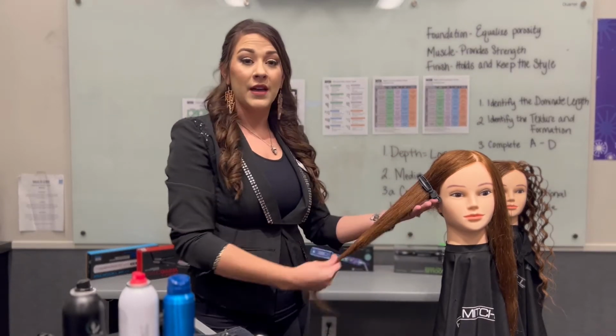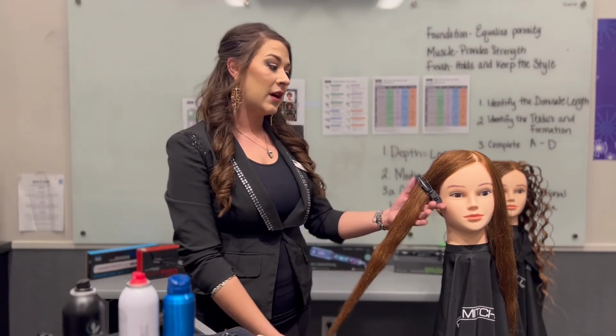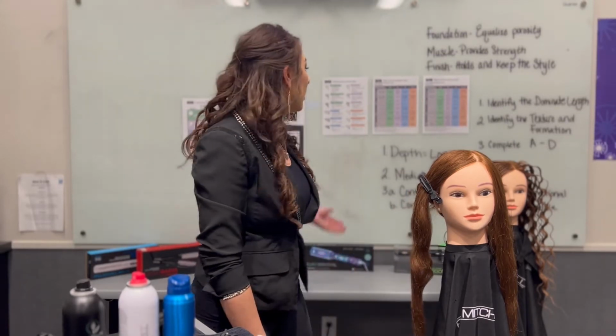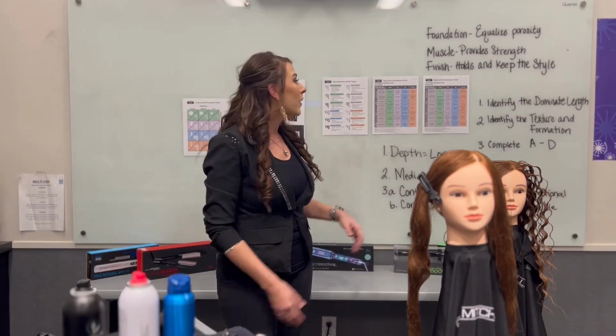That is what we identify as depth here with Paul Mitchell, and that will be from scalp to ends, which you can tell our beautiful client here has long hair. So her depth is long. As you can see, I did write a little cheat sheet for y'all just so you can follow along. The second step that you want to do is what we've already done, which is identifying that texture and formation.